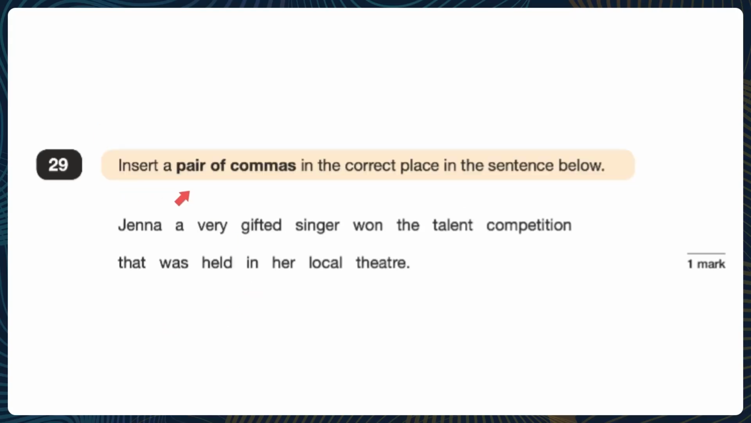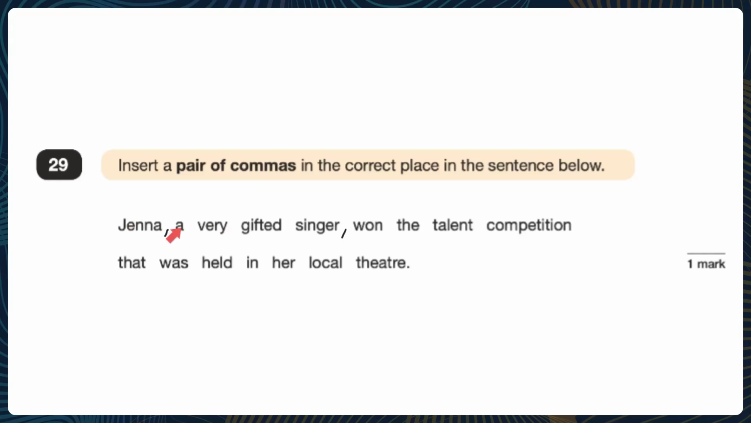And again, with this question, just to back that up, if we see "insert a pair of commas in the correct place in the sentence below", that's generally going to be a pair of commas, so we're thinking parentheses. Okay. So again, if we read through: Jenna, a very gifted singer, won the talent competition that was held in her local theatre. Now again, hopefully we can see that the commas would go around "a very gifted singer", because this is just additional information about Jenna.